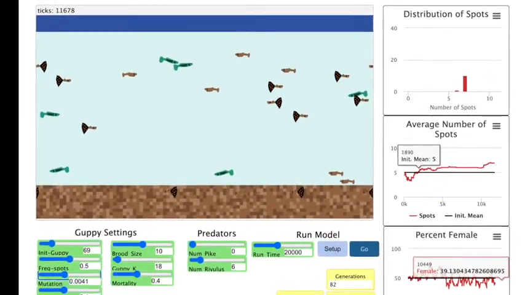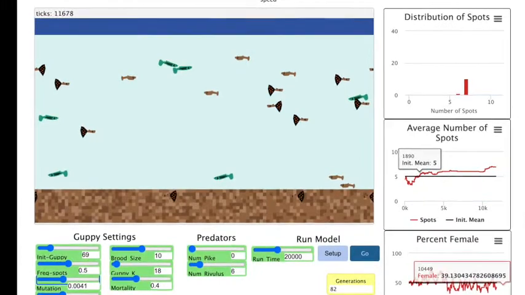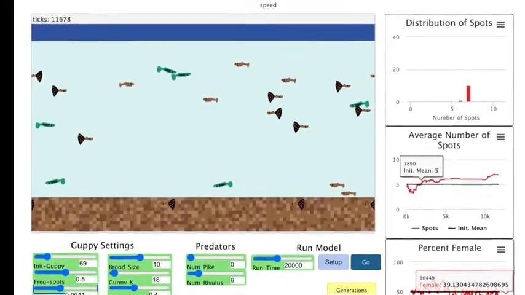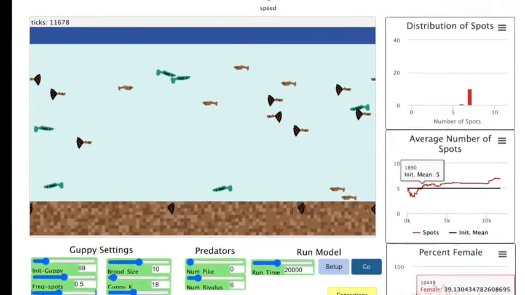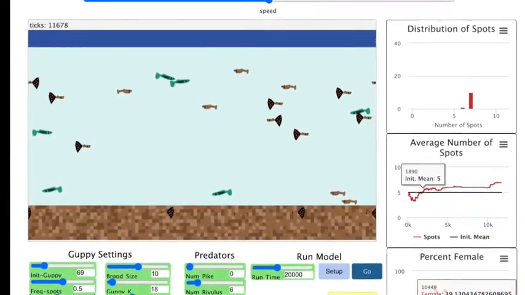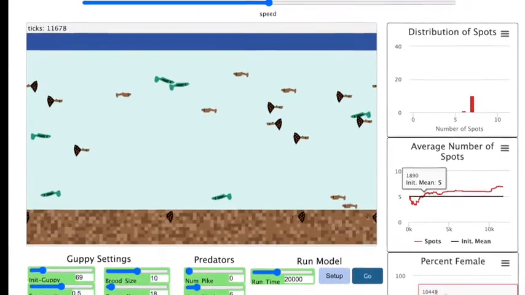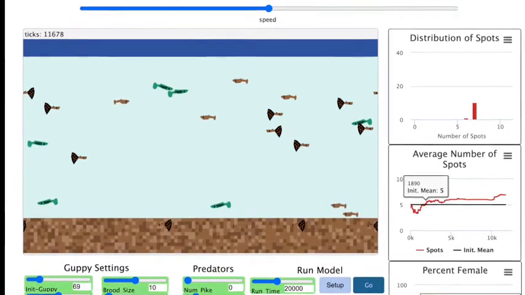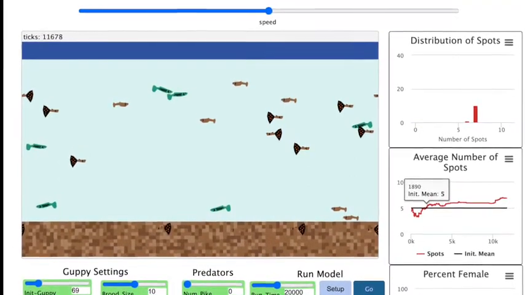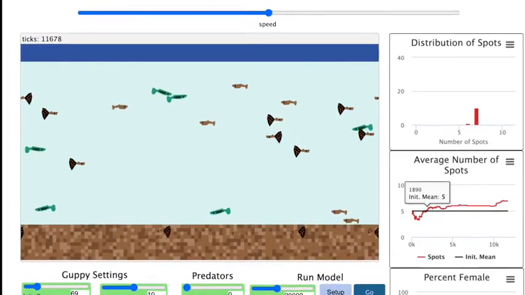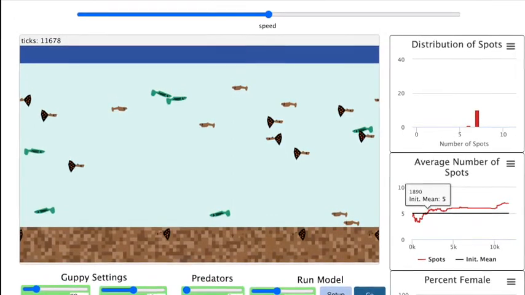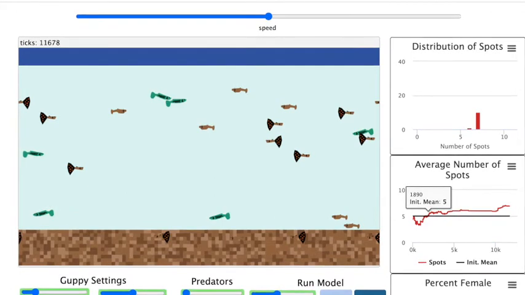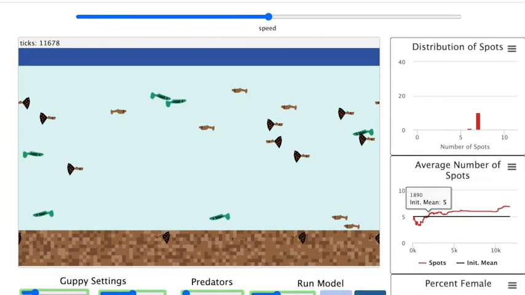For my first manipulation, I increased the number of mutant fish to 0.0041, an increase with the fish to 69 for a guppy, and Gunny K at 18. The running time was also set to 20,000. Some major findings that I saw were that the distribution of spots increased while the female percentage decreased.